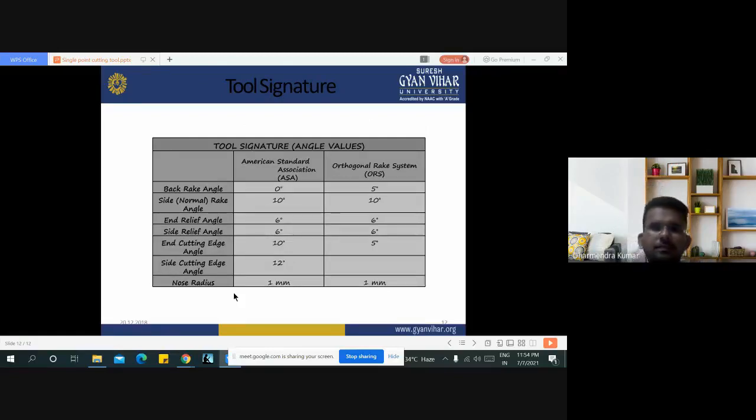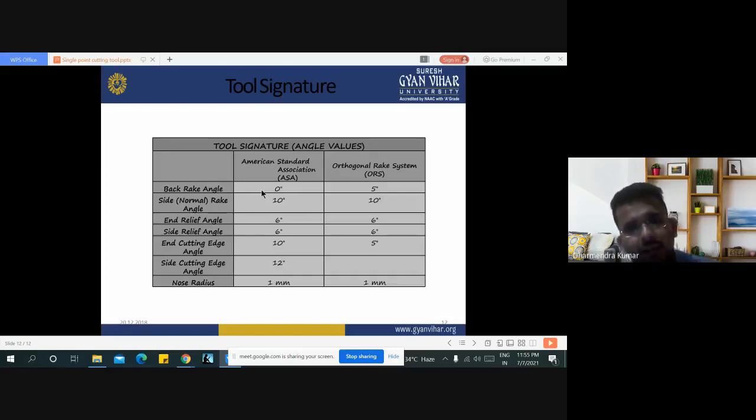This is the tool signature, like the value of angle in tool signature. These are the various values which consist in different planes of a single point cutting tool. According to the American Standard Association, ASA, we can put these values, or we can make our single point cutting tool according to these values, or the orthogonal rake system, ORS. We are considering these degrees of angle while producing or manufacturing a single point cutting tool.